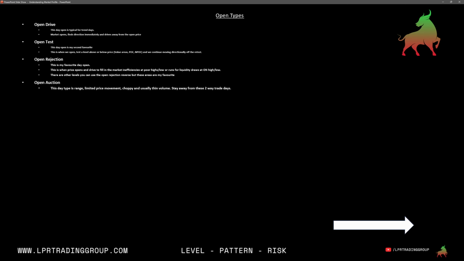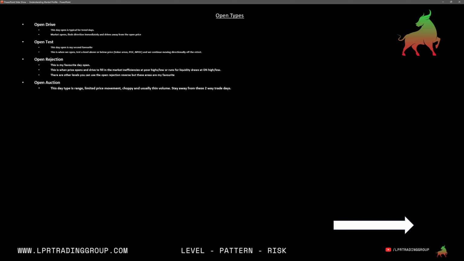We've got an opening drive. This day open is typically for trend days. Market opens, finds direction immediately, and drives away from the opening price. Open test. This day open is my second favorite. This is when we open, we test the level above or below price, value areas, point of controls, naked point of controls. It could be poor highs or poor lows from previous days, and we continue moving directionally off the retest.